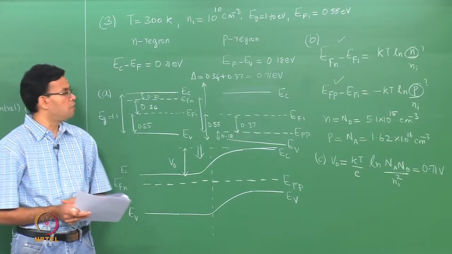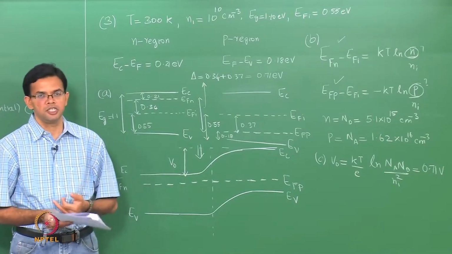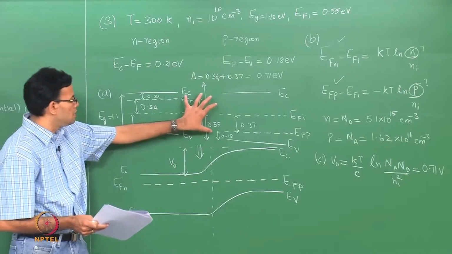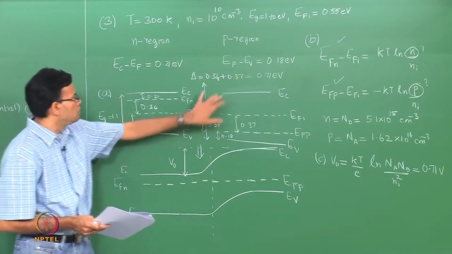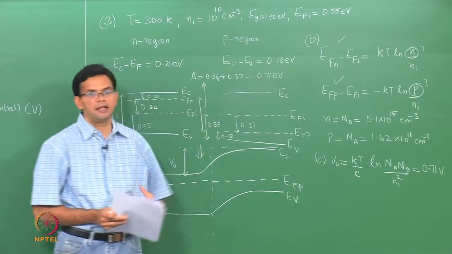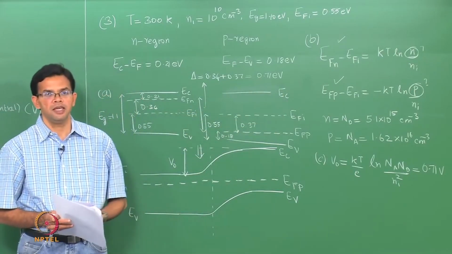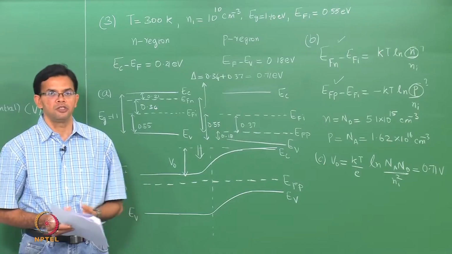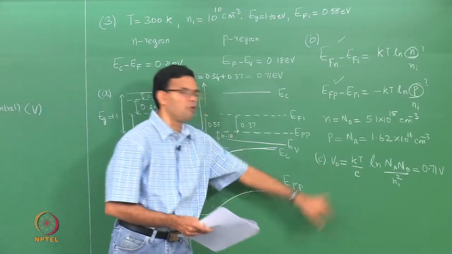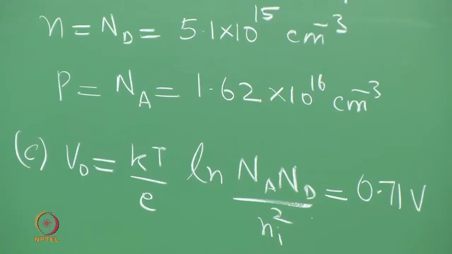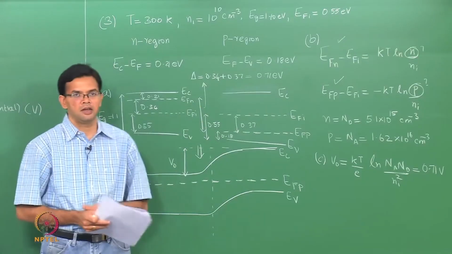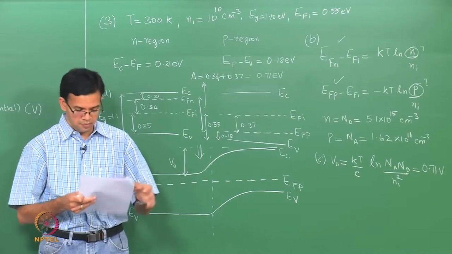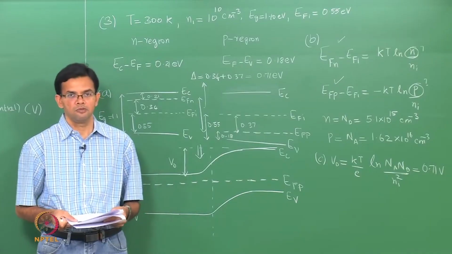So, the built in potential or the built in voltage is nothing but the difference between the Fermi level positions. So, this is 0.71 electron volts. If you divide by E, it is 0.71 volts. So, instead of using the formula, we can also calculate the built in potential by just looking at the energy band diagram. So, let us now go to problem 4.